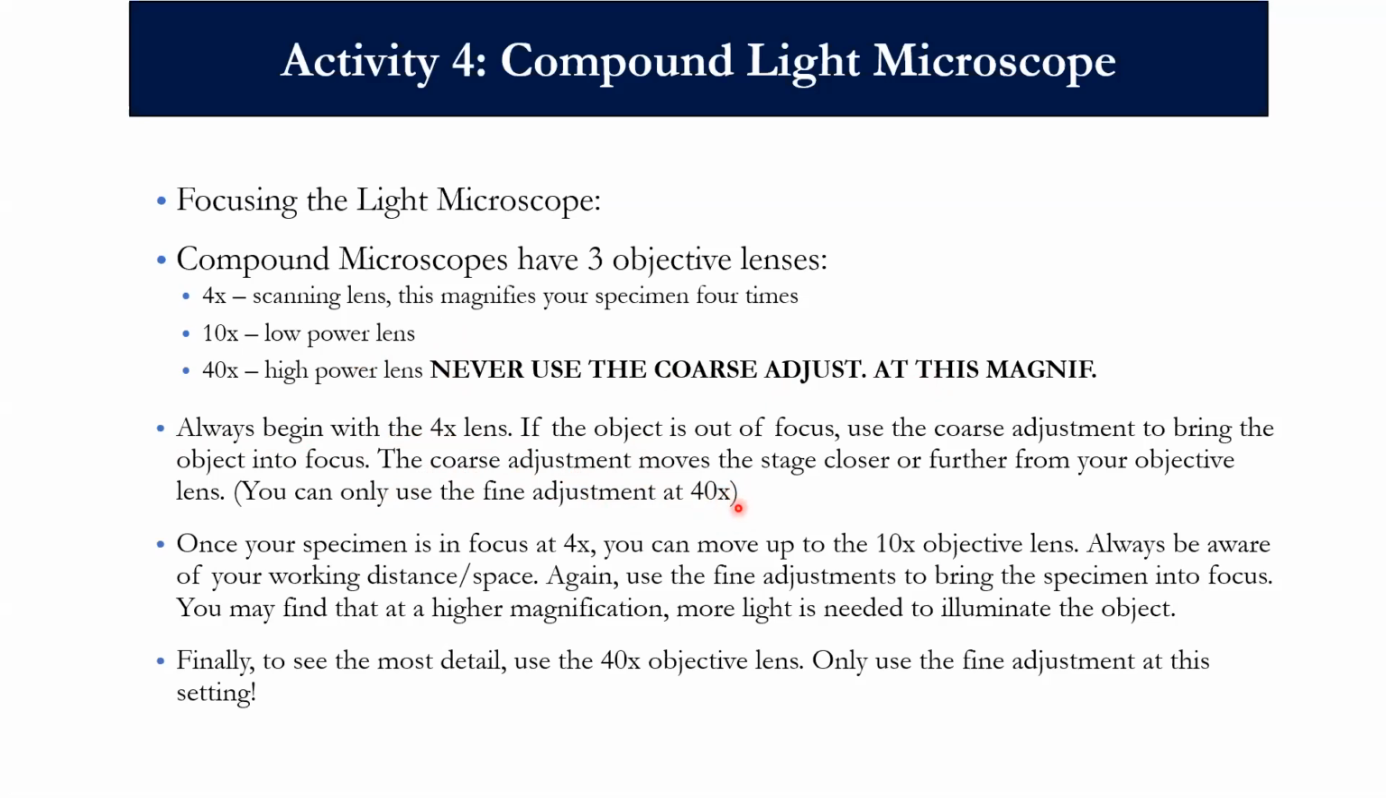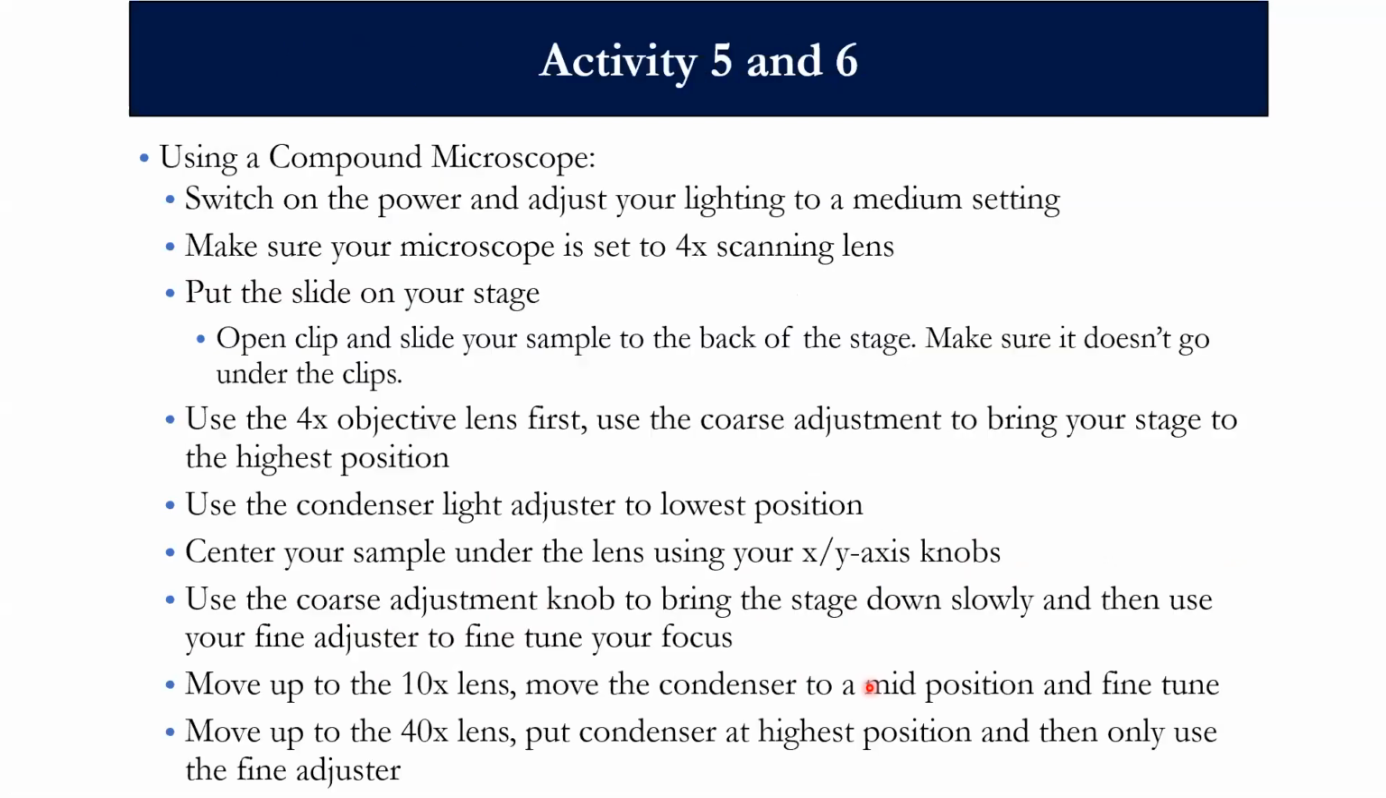Once your specimen is in focus at 4x, you can move up to the 10x objective lens. Always be aware of your working distance space. Again, use the fine adjustment to bring the specimen into focus. You may find that a higher magnification needs more light. Finally, to see the most detail, use the 40x objective lens. Only use the fine adjustment at this setting.